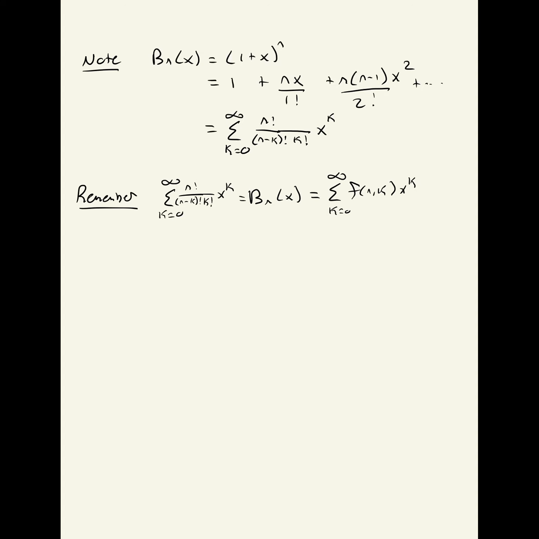And now we can just equate the coefficients. When I say equate the coefficients, I mean look at the x to the kth term here and the x to the kth term here. We can say that the coefficient on x to the k here will be equal to the coefficient on x to the k here. So f_nk is identically equal to n factorial over k factorial times n minus k factorial. And this might be a familiar formula. This is n choose k. This is the formula for the binomial coefficients. So thank you for listening.